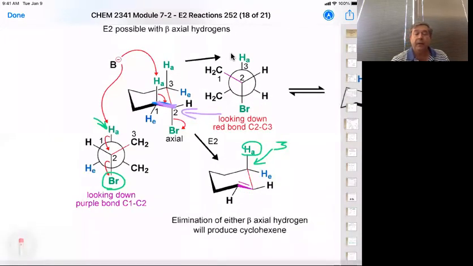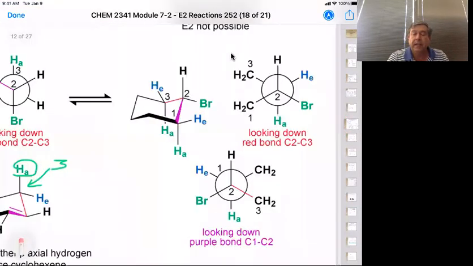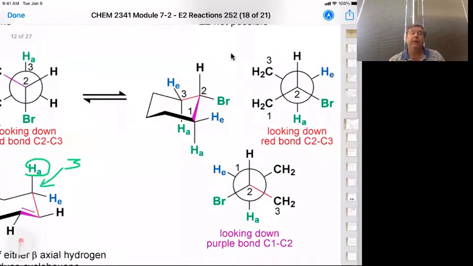Okay. Now, remember, cyclohexane rings flip back and forth, back and forth, back and forth. So what if we had it in the other configuration? If we had it with the bromine in the equatorial position? Well, let's look at what happens when we have the bromine in the equatorial position. In this case, we don't have any hydrogens that are opposite the bromine. We have a methyl group.